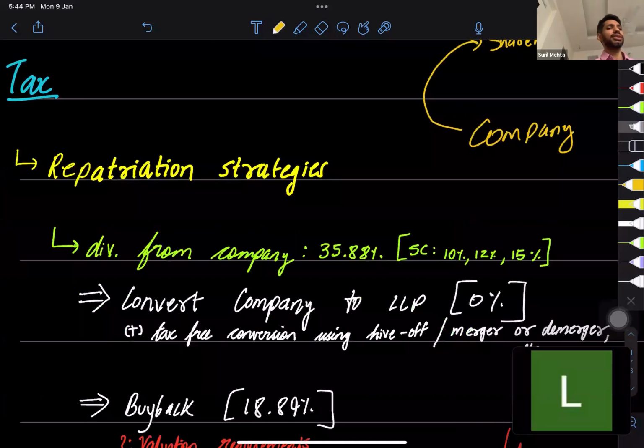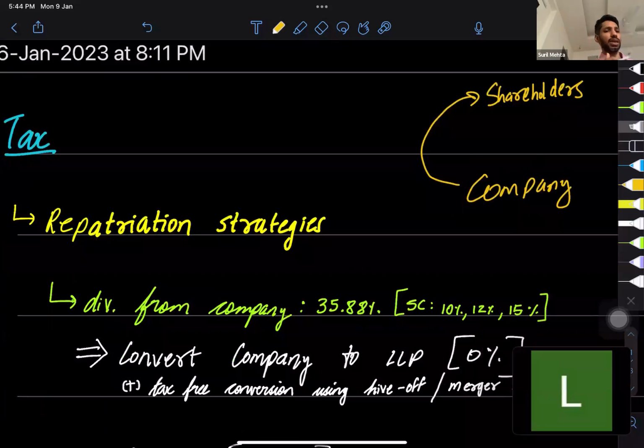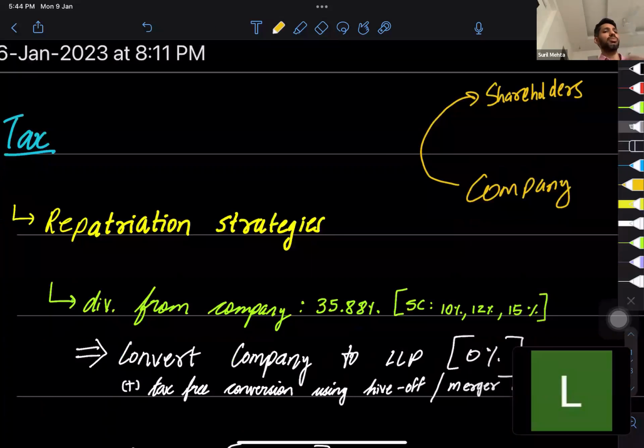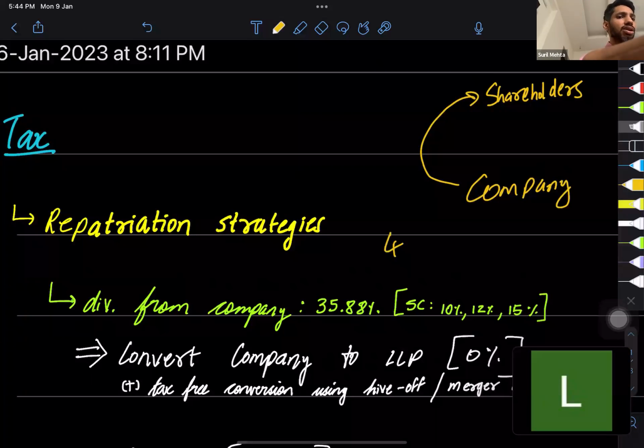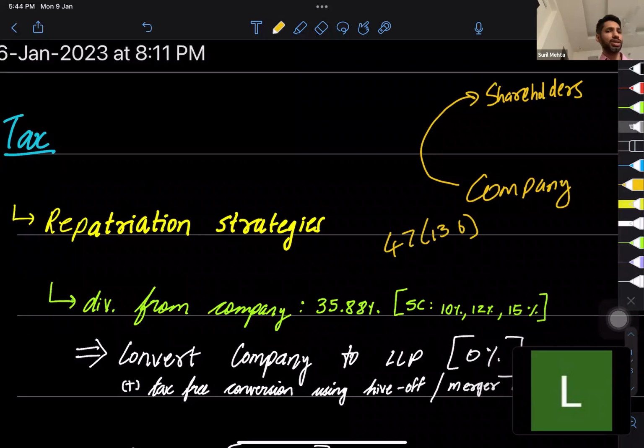One drawback of using this strategy is that in case of conversion of a company to LLP, there's an exemption which is given in section 47(13)(b), right? There are a few provisions in 47(13)(b), but the most important provision is that the turnover of the company for the last 3 years has to be less than 60 lakhs. If the turnover in any of these 3 previous years is more than 60 lakhs, in that case, the conversion will be taxable.